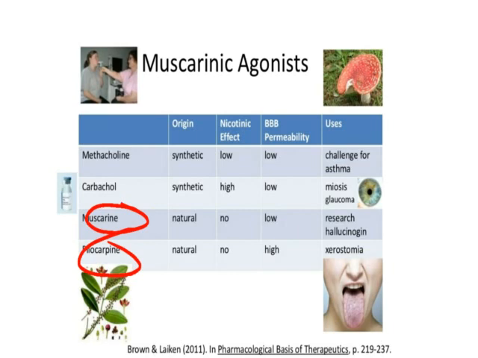So methacholine, bethanechol, carbachol are the drugs which come under synthetic drugs, while drugs such as pilocarpine and muscarine are obtained from plant resources, so they come under natural drugs. Methacholine has a very low effect on the nicotinic receptor, while carbachol has high activity on the nicotinic receptor. Muscarine and pilocarpine have no effect on the nicotinic receptor.